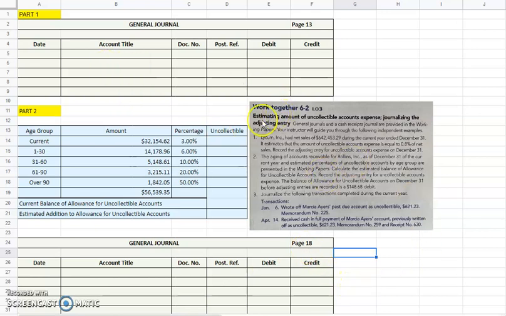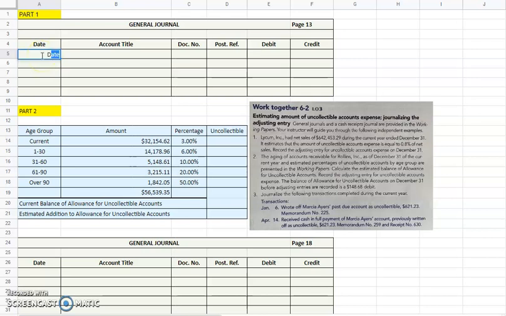First thing we do is we look at Lycum Inc. It had net sales of $642,453.29 during the current year, ended on December 31st. It estimates that the amount of uncollectible accounts expense is equal to 0.8% of net sales. So record the adjusting entry for uncollectible accounts expense on December 31st. That will be our first part here.